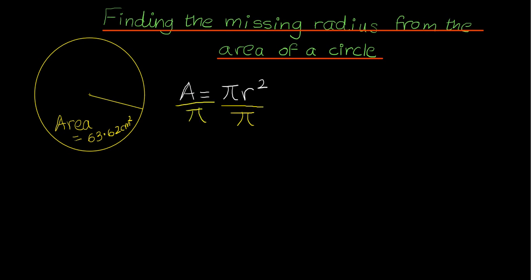What this does is then the two pi's on the right hand side will cancel out, and we will be left with A over pi is equal to r squared.